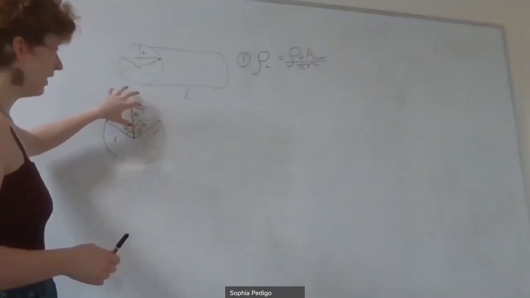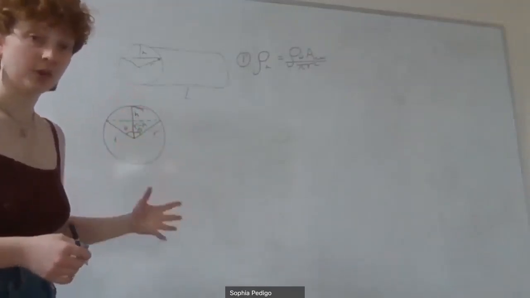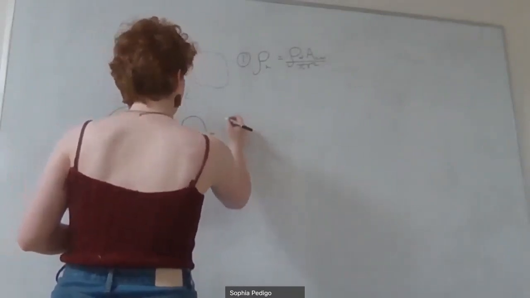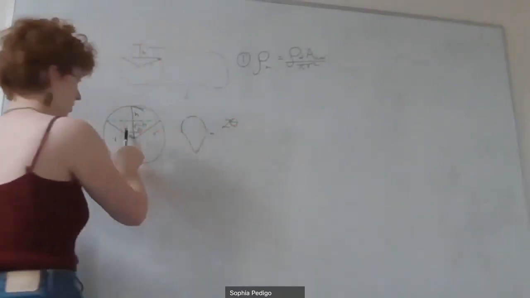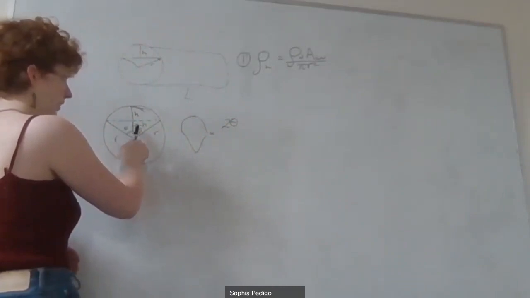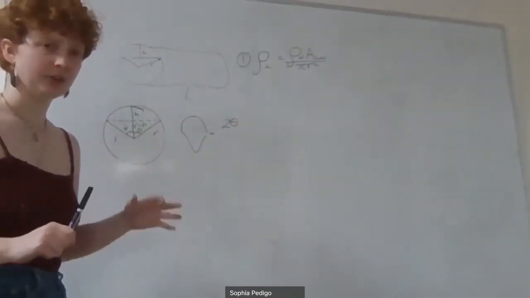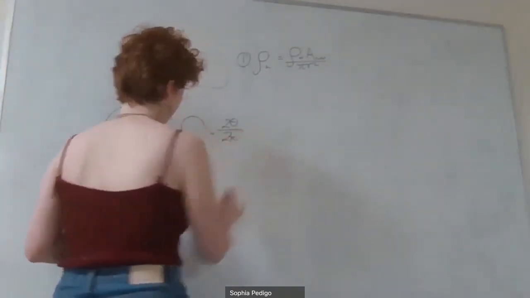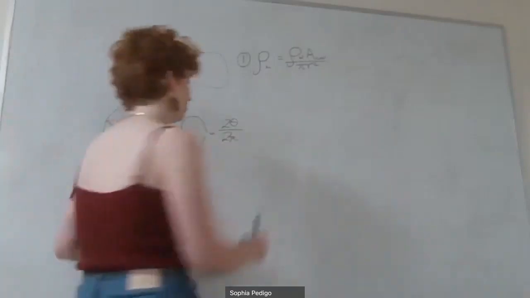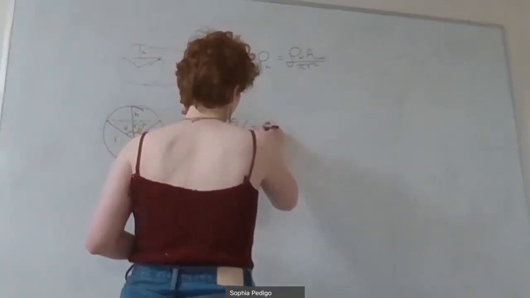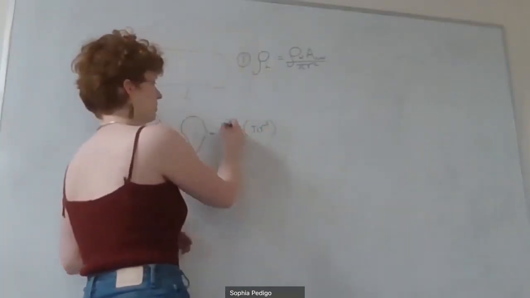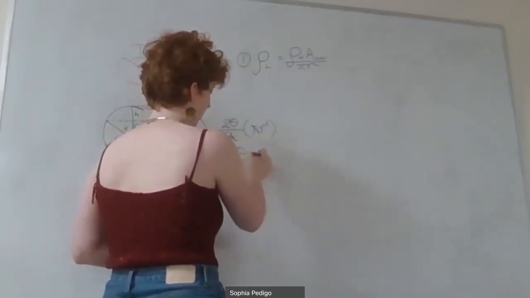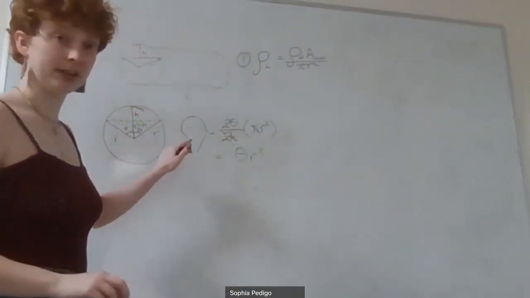And really, this area is just going to be a fraction of the total circle. So we can write that as 2 theta, which is the angle here and the angle here. And we're assuming that that angle is the same, so we're going to multiply it by 2, divided by the total radians in the circle, which is 2 pi, multiplied by the total area of the circle, which is pi r squared. The 2's will cancel out, as will the pi's, and we're just left with theta r squared is equal to this cone-like area.